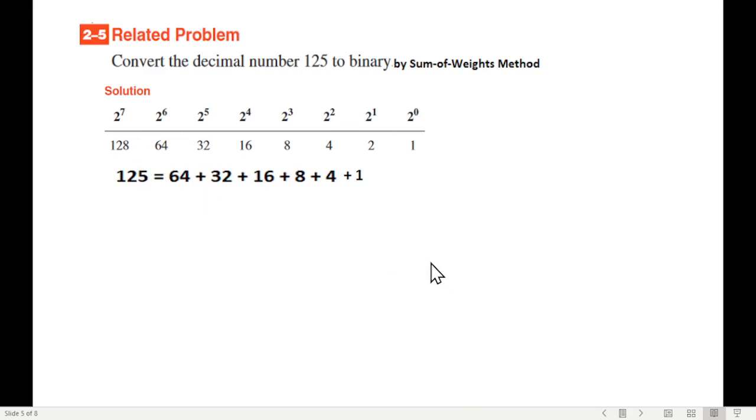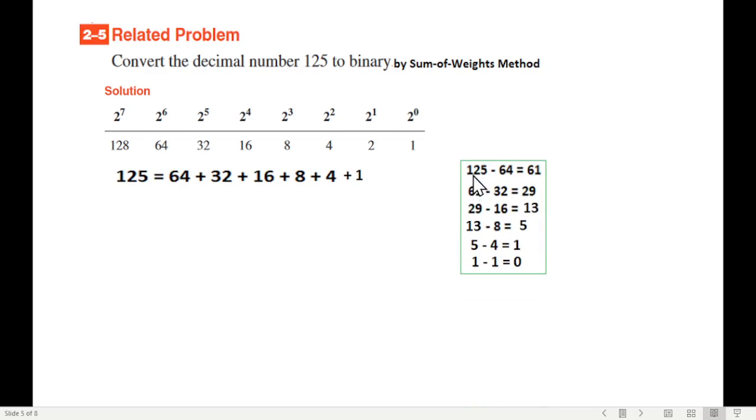So there is an easy way, and that is we subtract from 125 the next weight. Obviously we can't subtract 128, so we subtract 64, and we get the answer 61. From 61 the next number is 32, leaving 29, the next number is 16, 13, minus 8, 5, and 5 minus 4 is 1, and now we can't subtract 2, so that will be left blank, and 1 minus 1 is 0.